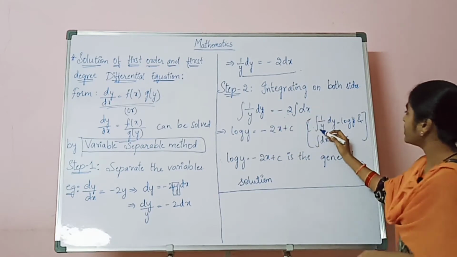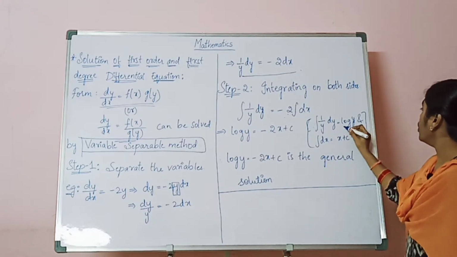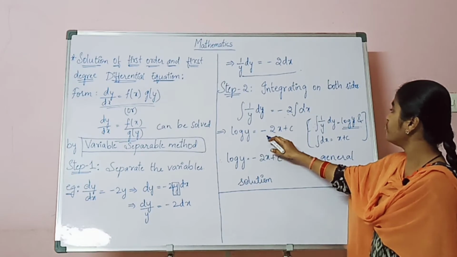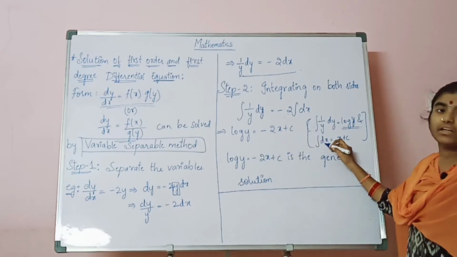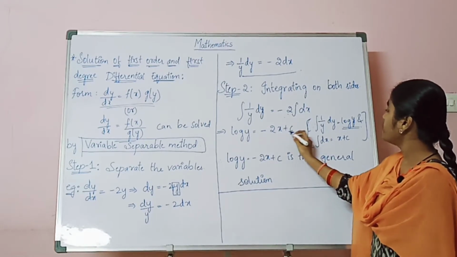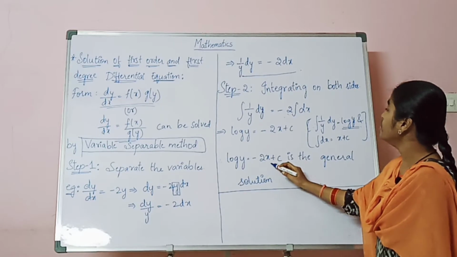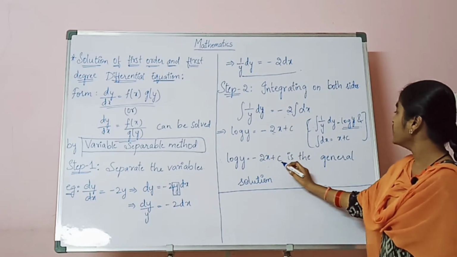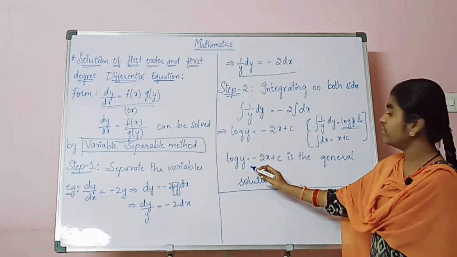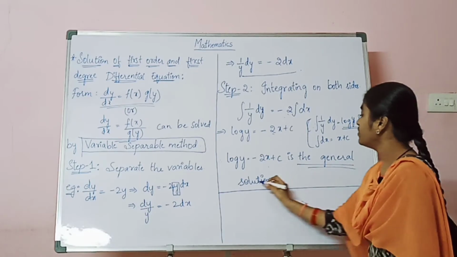So what do we get? What is the formula of integral 1 by y dy? Log y. So log y equals minus 2 as it is, integral dx means x plus c. So log y equals minus 2x plus c, which is the general solution.